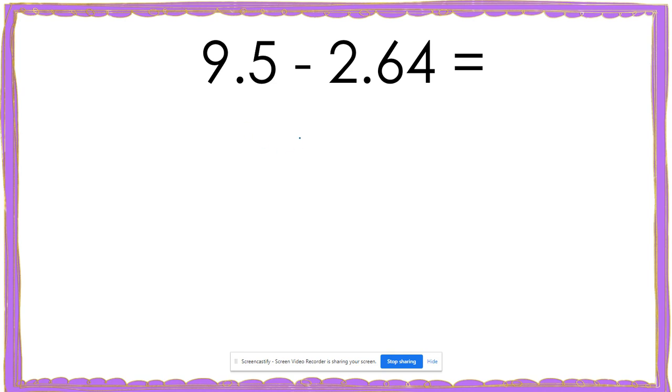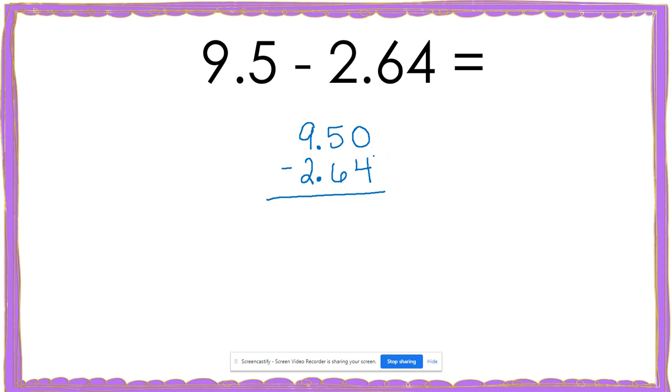For 9.5 minus 2.64, I will again start by writing my 9.5, and I will subtract 2.64 from it. I need to make sure I line up my decimals, so I'll put my 2 here and my decimal here, and then 6, 4. Now when I start to subtract, I notice that I don't have anything to subtract 4 from. I need a 0 here as a placeholder. Again, the 0 does not change the value of my 9.5.